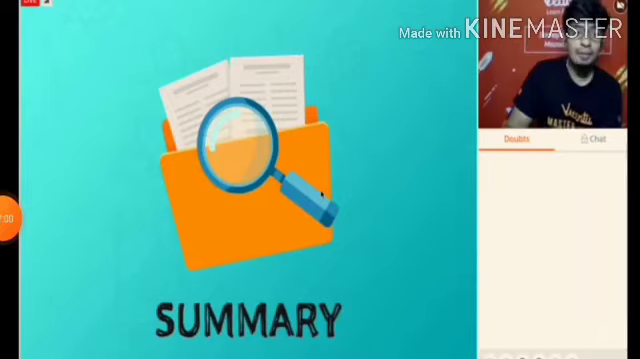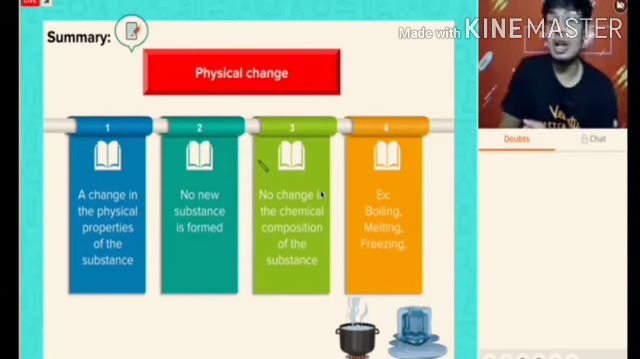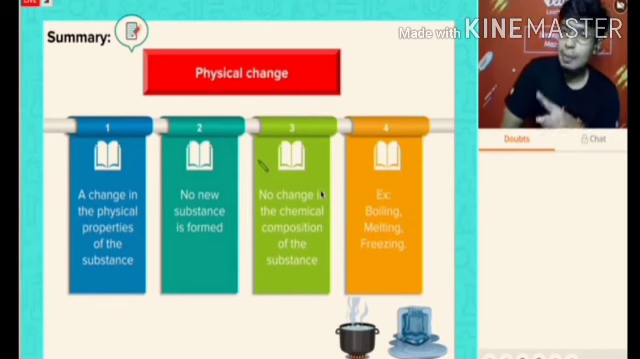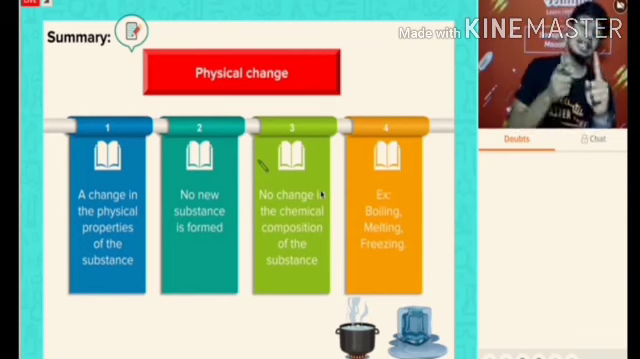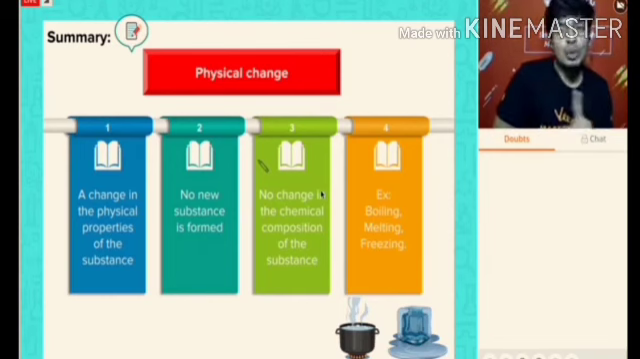So what we have learned so far is about physical change. Under physical change, what did we learn? We learned that a change in the physical properties of the substance is called a physical change. The physical property, for example its shape, size, its color, all of that. Its state, all of that is a physical property of it. When there is a change in that, that is called a physical change. Exactly. One more thing is, in physical changes, no new substance is formed. Next, third one, no change in the chemical composition of the substance. Exactly, there is no change in the chemical composition. Example, boiling, melting and freezing.